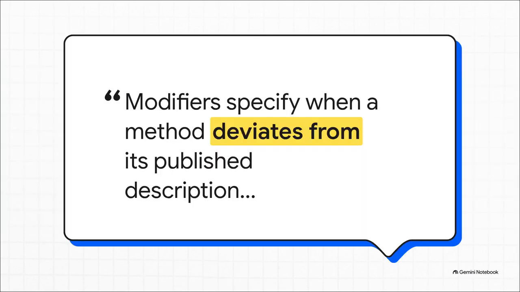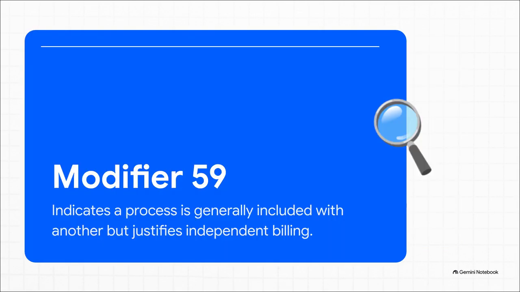But what happens when a procedure doesn't perfectly fit the standard description? That is exactly when we turn to modifiers. When procedures deviate, we use modifiers to enlighten the payer. Kind of think of them as a special key that overrides published National Correct Coding Initiative edits. They communicate that a procedure was altered, or that an ordinarily bundled procedure was totally necessary and distinct in this specific instance. Perhaps the best example of this is Modifier 59.